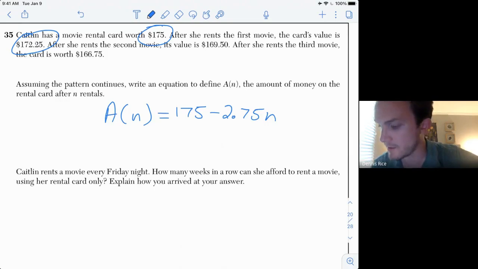Okay. Caitlin rents a movie every Friday night. How many weeks in a row can she afford to rent a movie? Explain how you arrived. We technically could just write the answer and explain it, but might as well do the solving here. What do you think?